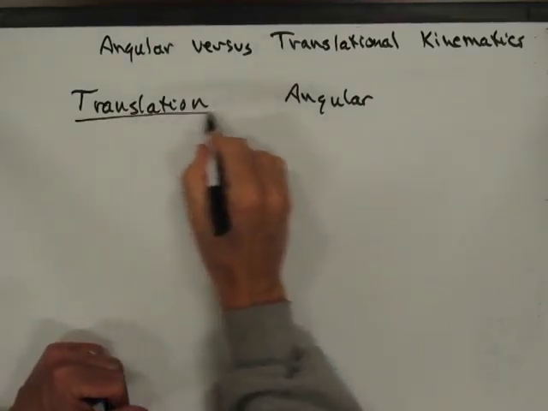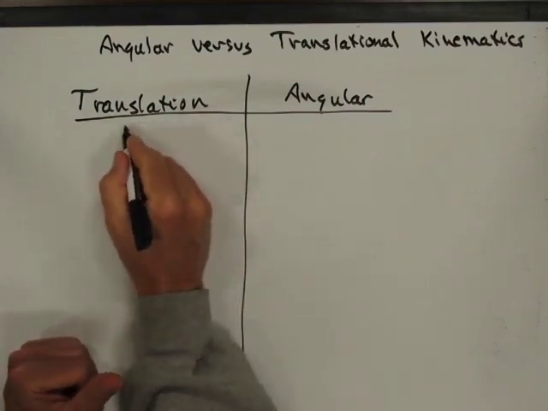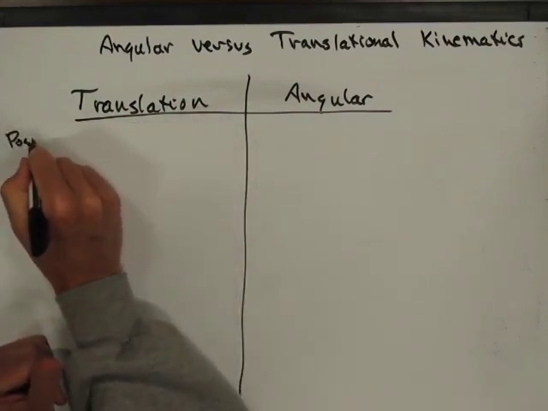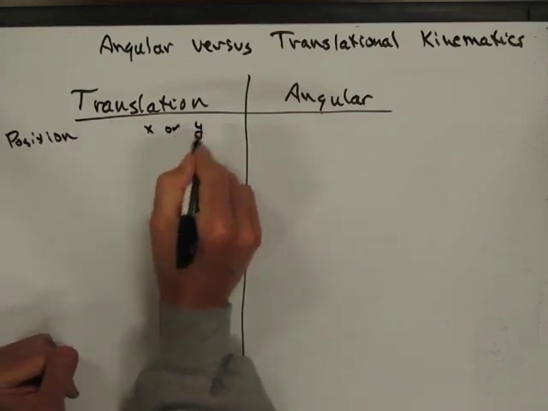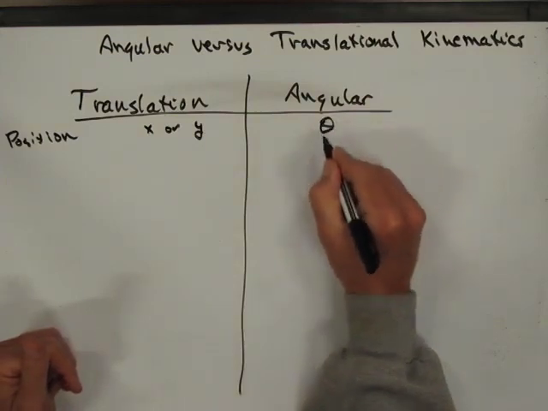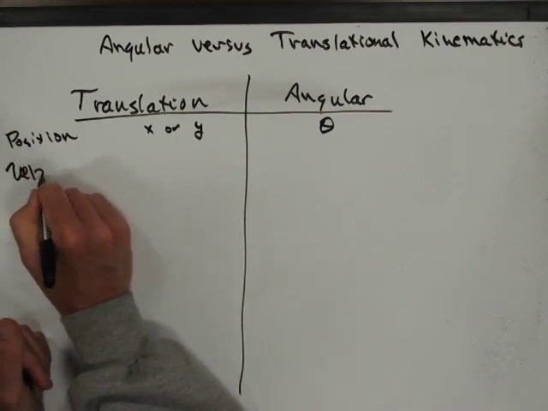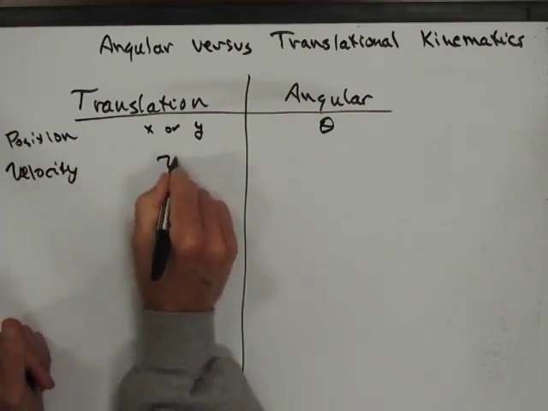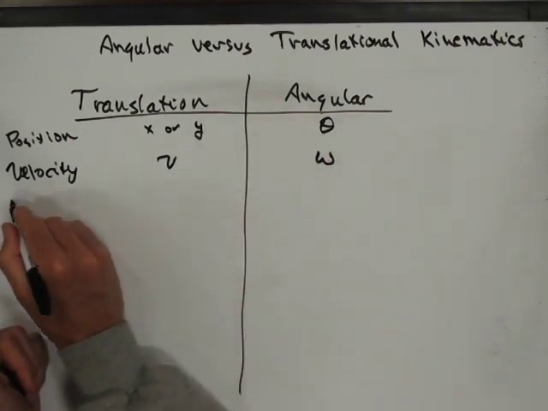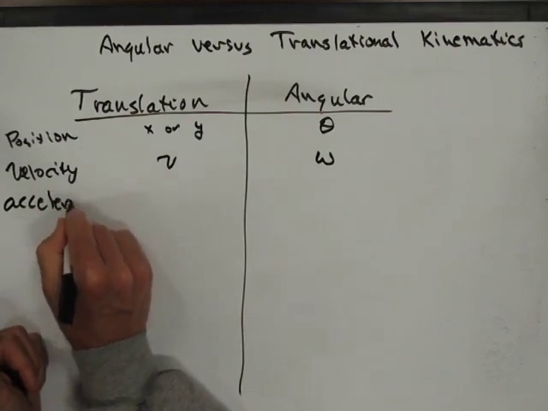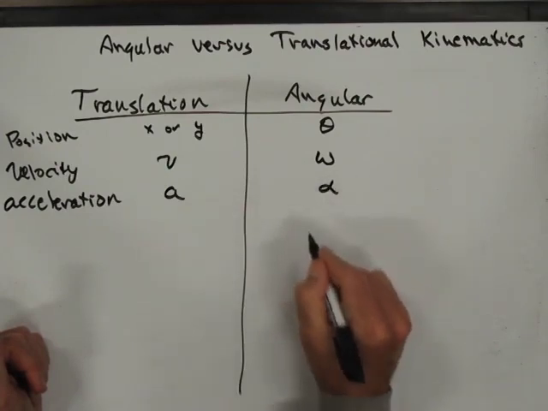So we're going to talk about angular and translational kinematics. This we've done already. For position we use x or y or z or something like that. For angular position we use angle, right? For velocity we use v, and here we use omega. Angular velocity is omega, translational velocity is v. For acceleration, here we use a, here we use alpha, right?